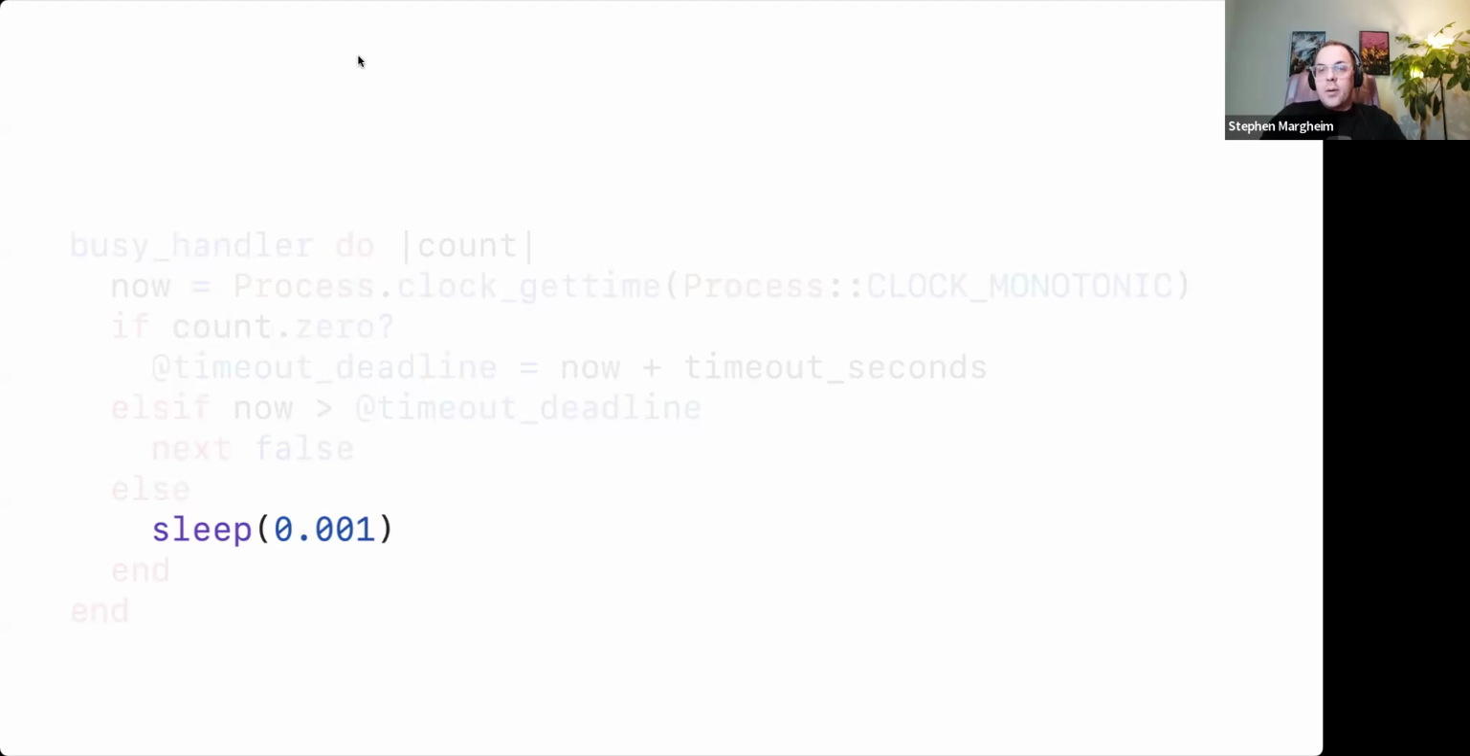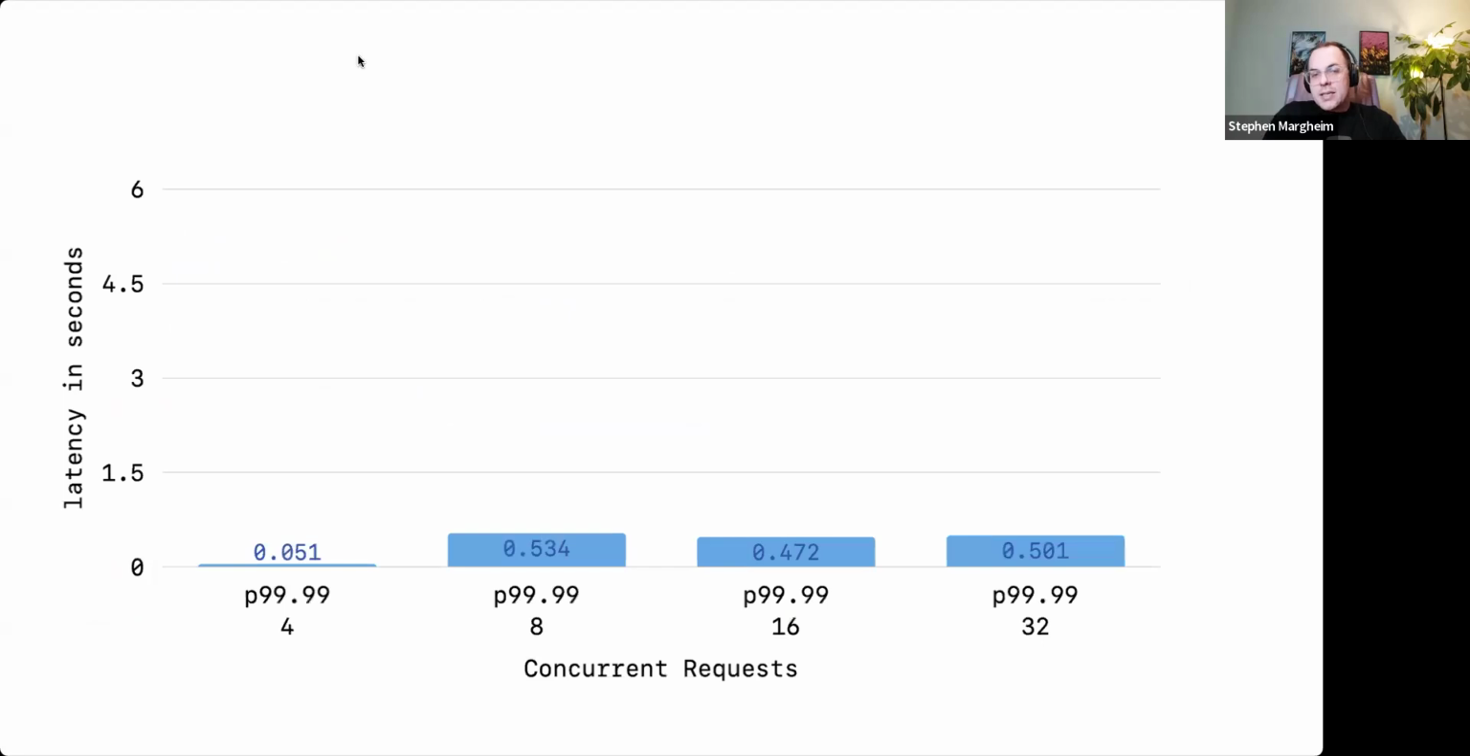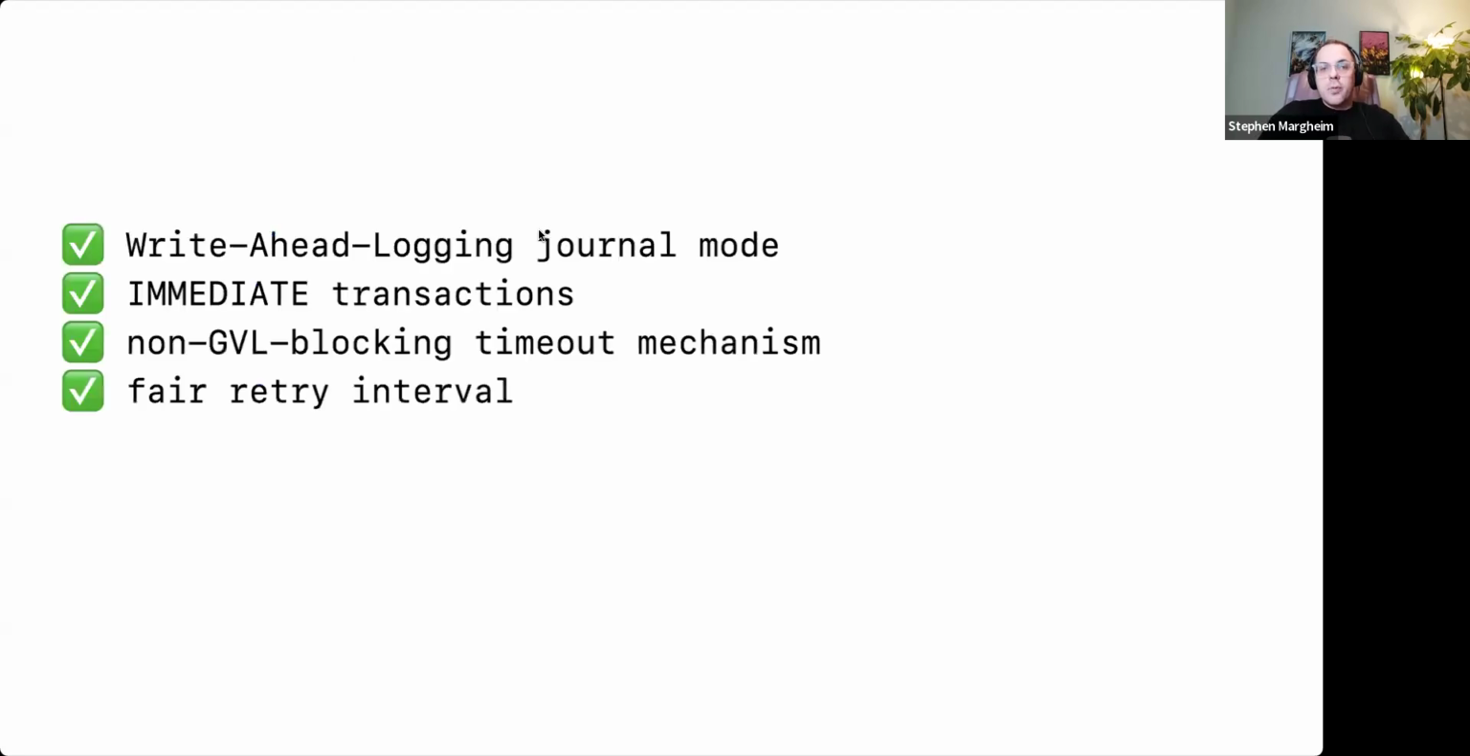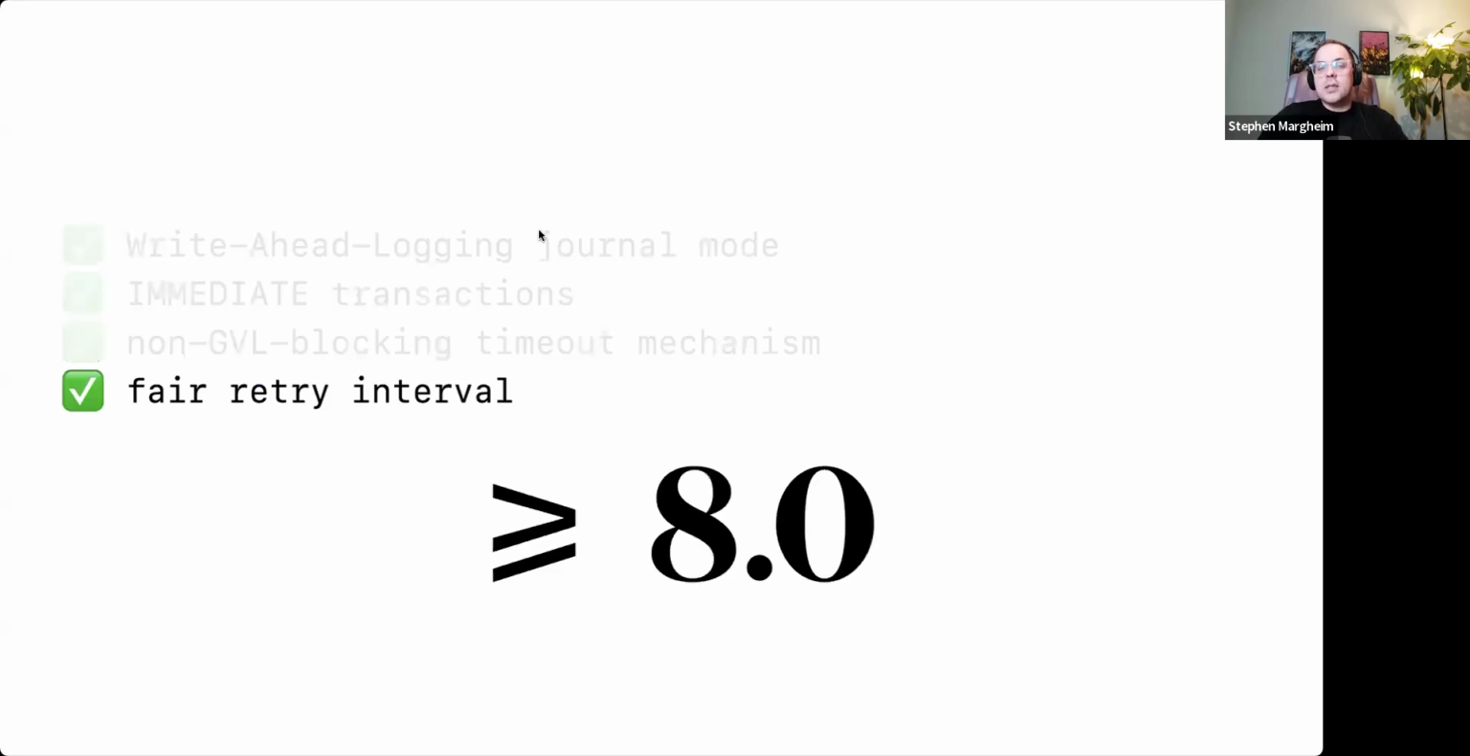And if we run our benchmarks again, we see indeed a flat latency curve. Of course, we're going to have latency for the very worst requests, but even as the number of concurrent requests grows, even as it crosses our worker threshold, we don't see a penalized latency even in the very worst request, right? This is P99.99. So this is why having a fair retry interval is so important. And this too is a default in Rails 8.